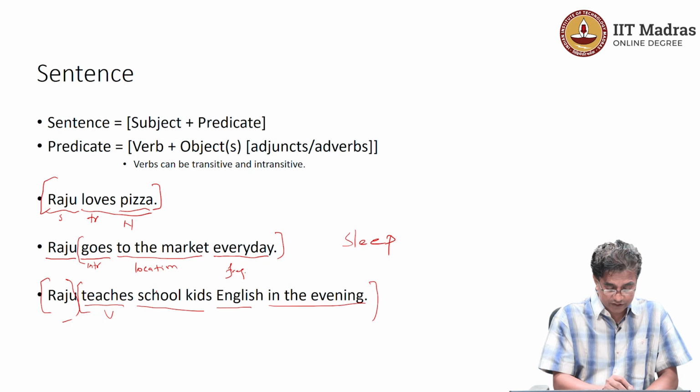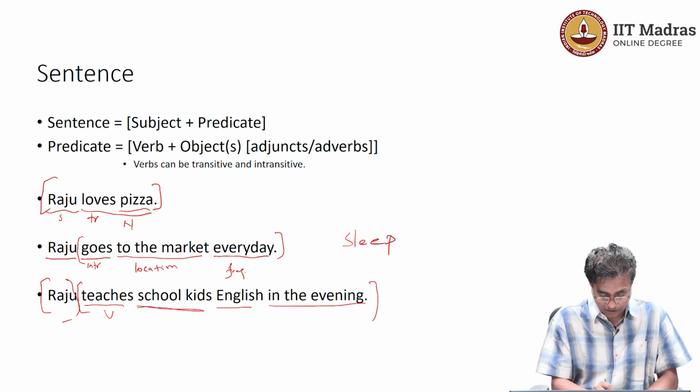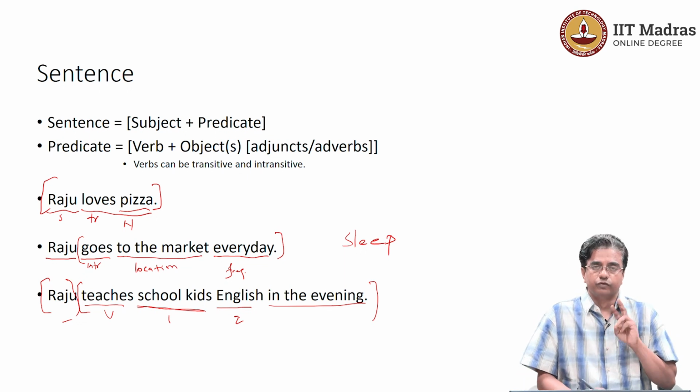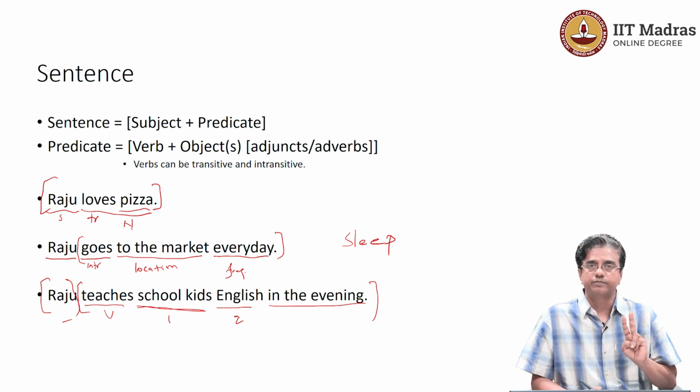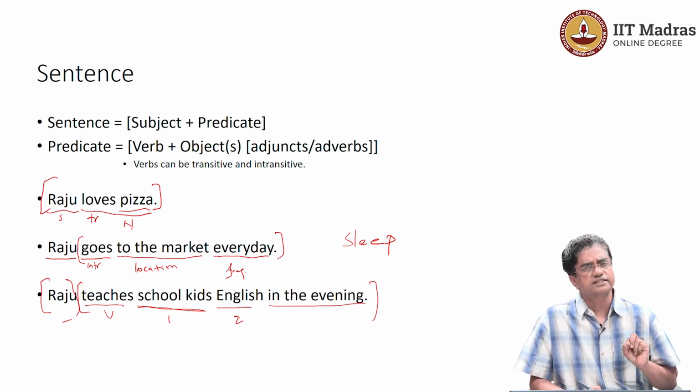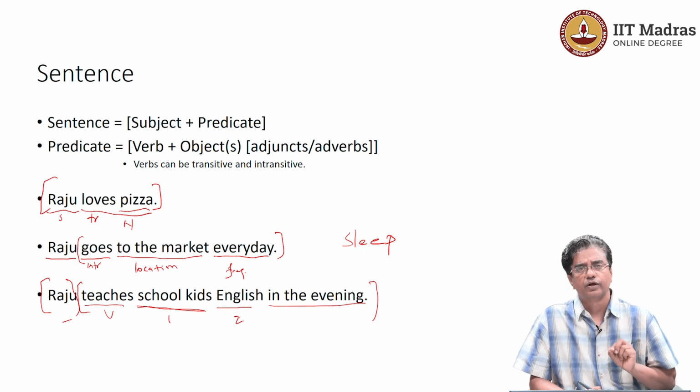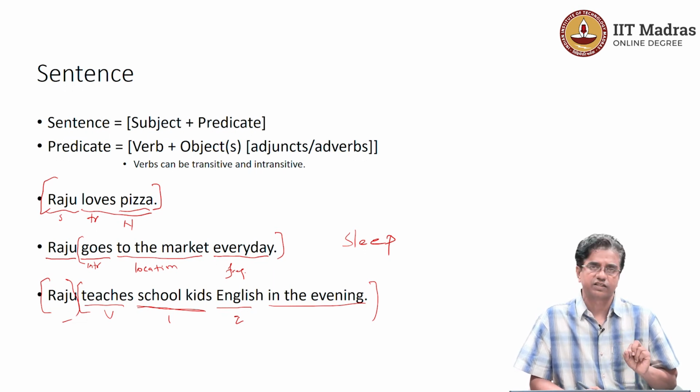What are the two objects? School kids, one, and English, two. So whenever we have two objects, we identify one as the direct object and the other as the indirect object. Very simple to know. So very simple to find out what is an indirect object and what is a direct object.